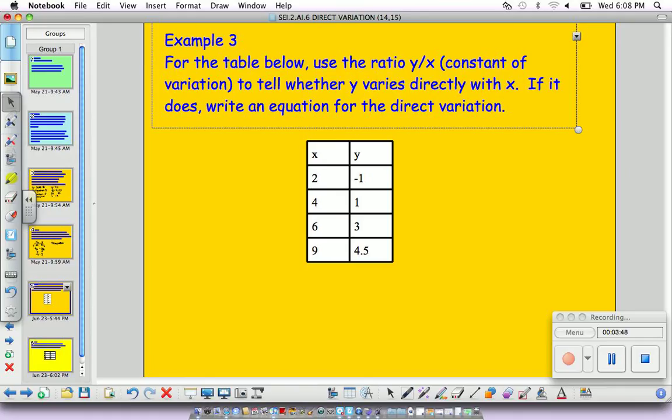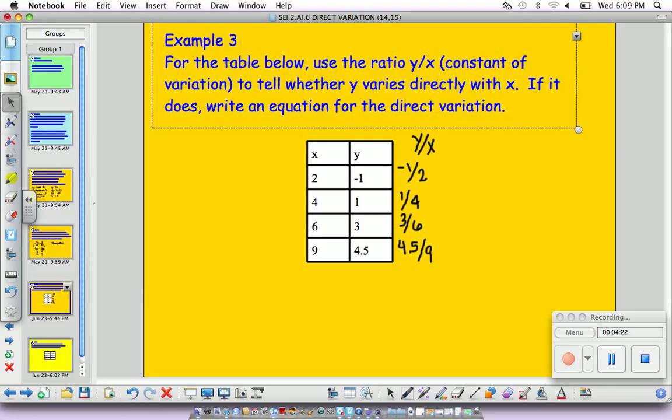Example 3 says, for the table below, use the ratio y over x, the constant of variation, to tell whether y varies directly with x. If it does, write an equation. We're going to make another column here for that ratio of y over x. The first ordered pair, the ratio is -1 over 2. The second ordered pair is 1/4. The next is 3 over 6. And finally, 4.5 over 9.